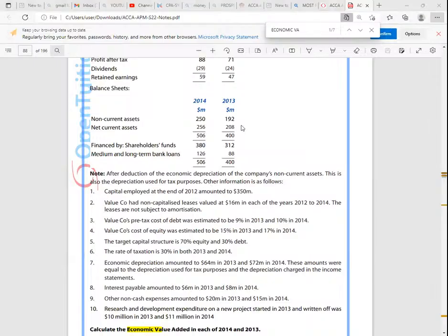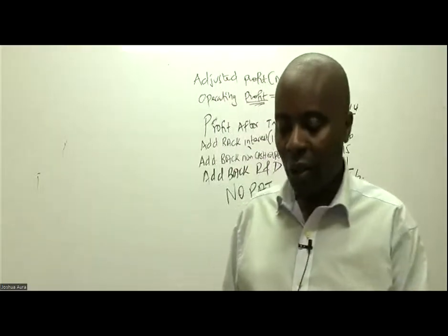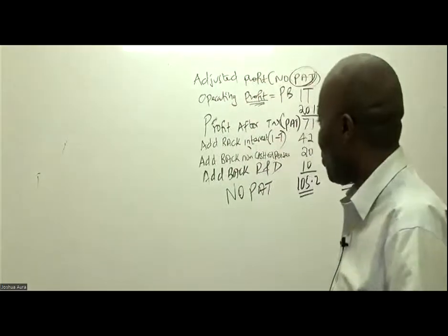Why? I have 2013. So this capital employed at the end of 2012 is the beginning balance of which year? 2013. It is the beginning balance of 2013. So now he wants me to use this approach. This is quite technical, but I'm sure my students will appreciate it.